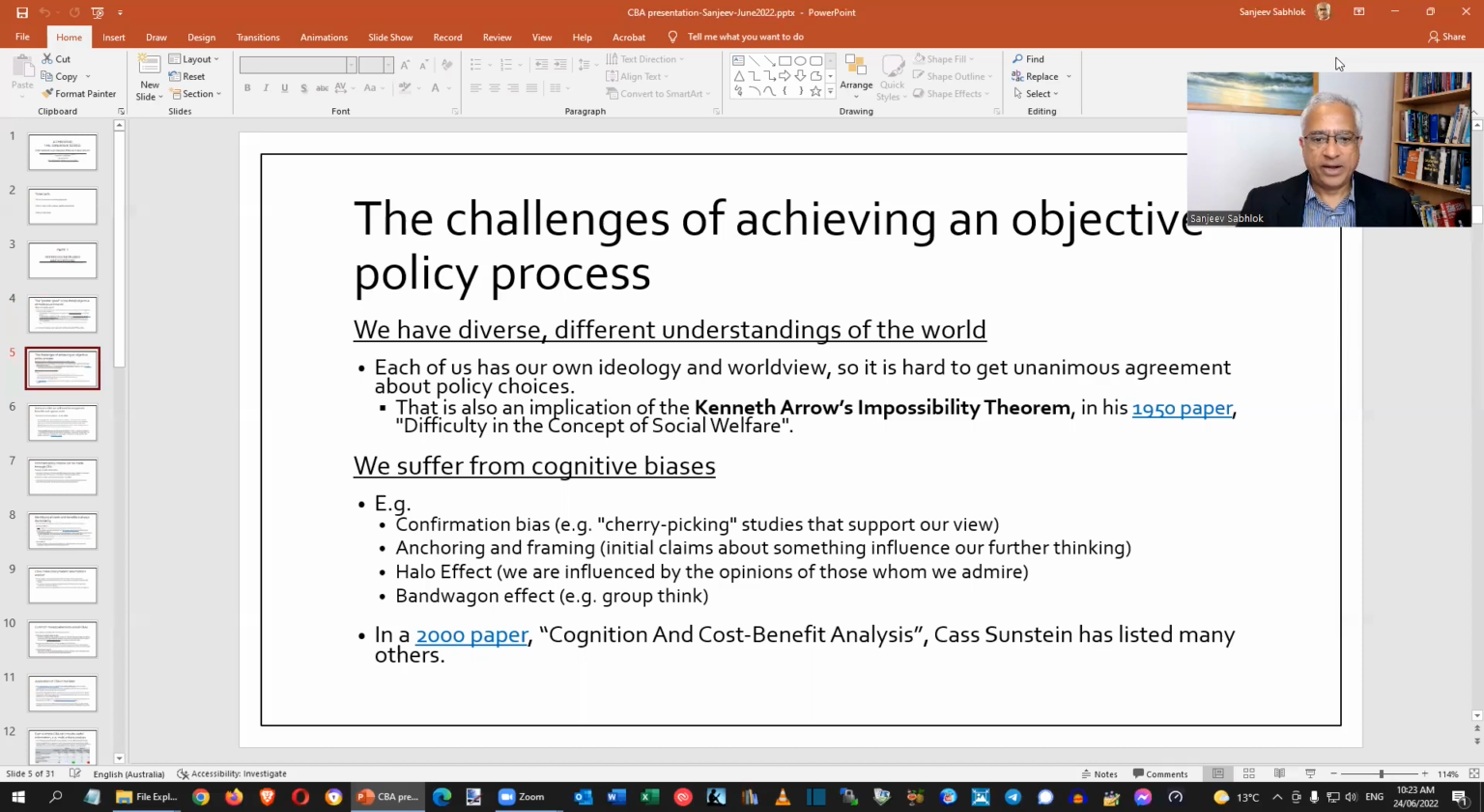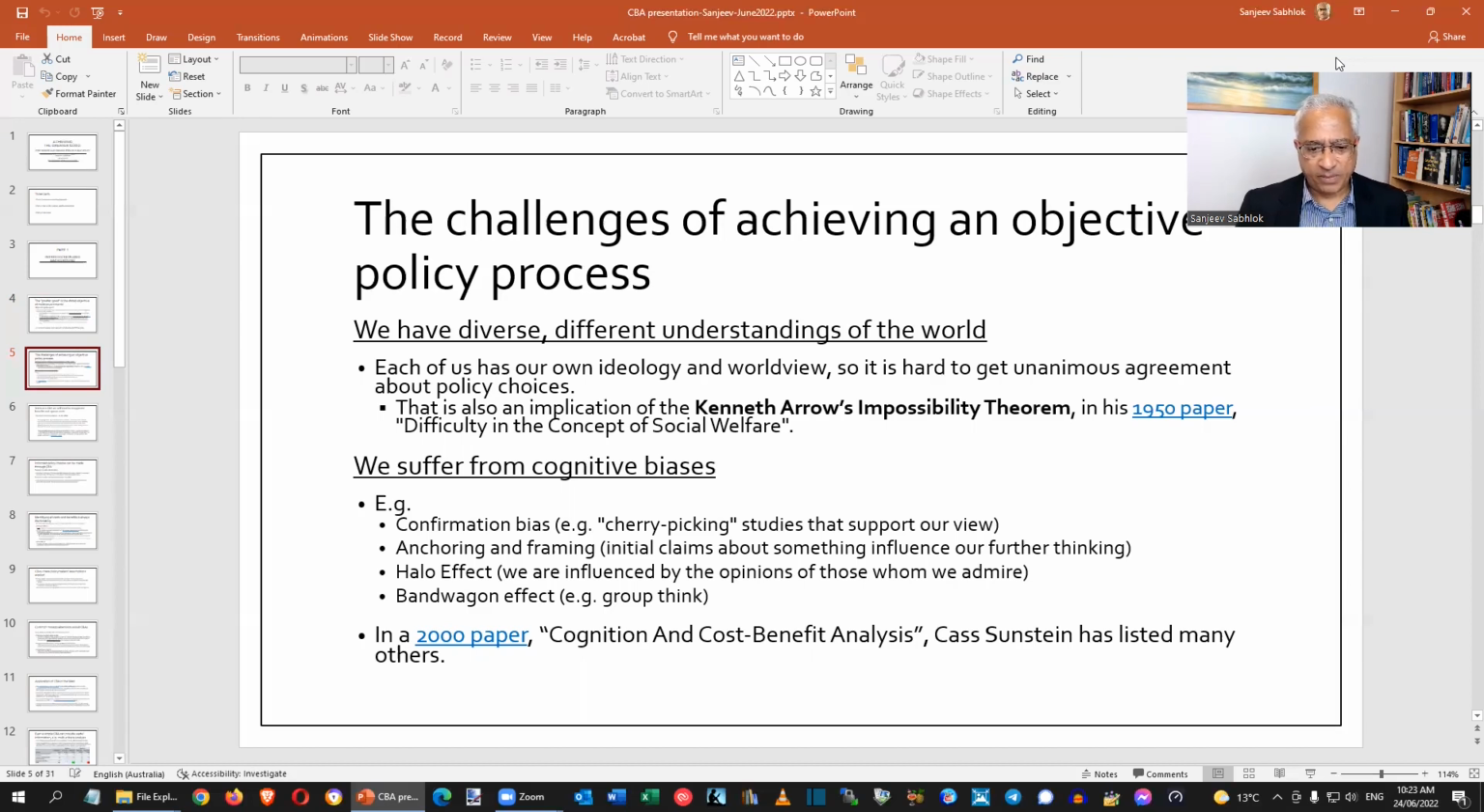Halo effect is very common, that we get influenced by people whom we have high regard for or we admire. And let's say some politicians might be in that category, or health officers or whoever, and we admire them and we get swayed by their views. The bandwagon effect is another part of the story, which is the tendency for groupthink. And this is very well analyzed in the social psychology literature, how strongly we tend to be influenced by groups. And of course, there are many more.